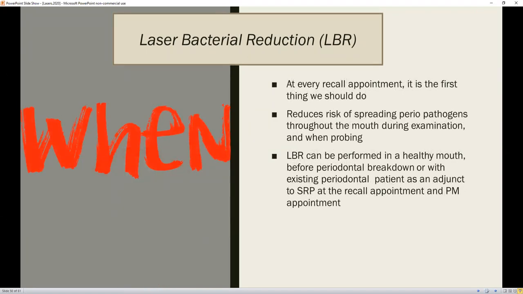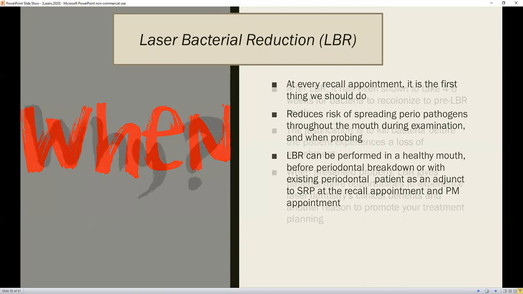So when do you use it? Some use it at every recare appointment. It's the first thing they do before they even pick up a probe. They're going in and they're decontaminating. It does reduce the risk of spreading periopathogens throughout the mouth during the examination. But laser bacterial reduction can be performed even in a healthy mouth. And that was one of the last laser courses I took, was recommending it in healthy mouths before periodontal breakdown occurs, or with existing periodontal patients, even if they're stable, to use as an adjunct, right? Again, it's just trying to keep the bacterial load down.